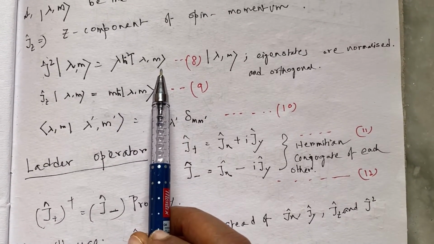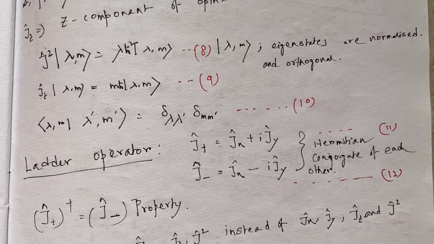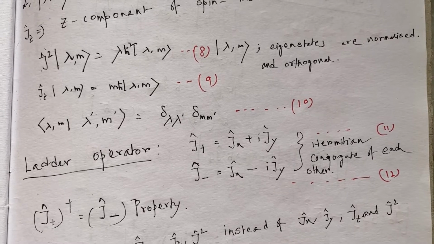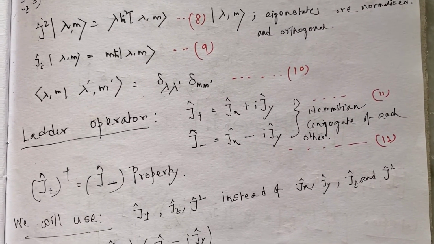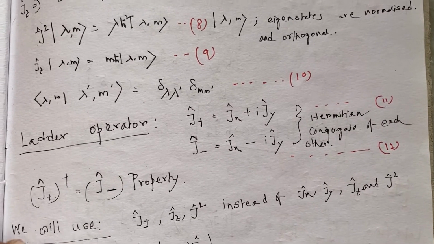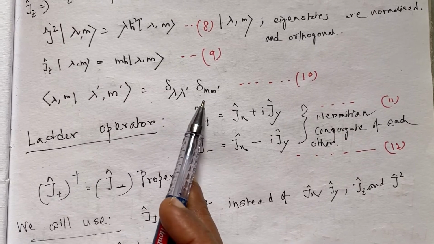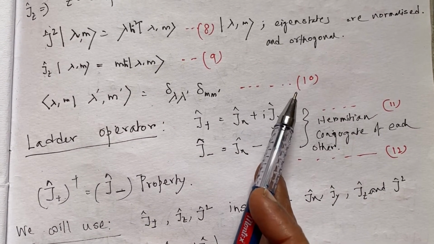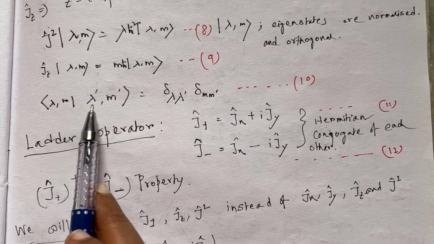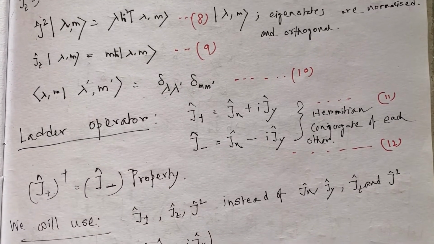These lambda m eigenstates are normalized and they are orthogonal to each other. As they are orthogonal and normalized, that means they are orthonormal to each other. So I can write for these lambda m states this relation. This equation 10 is telling us that these lambda m states are orthonormal.